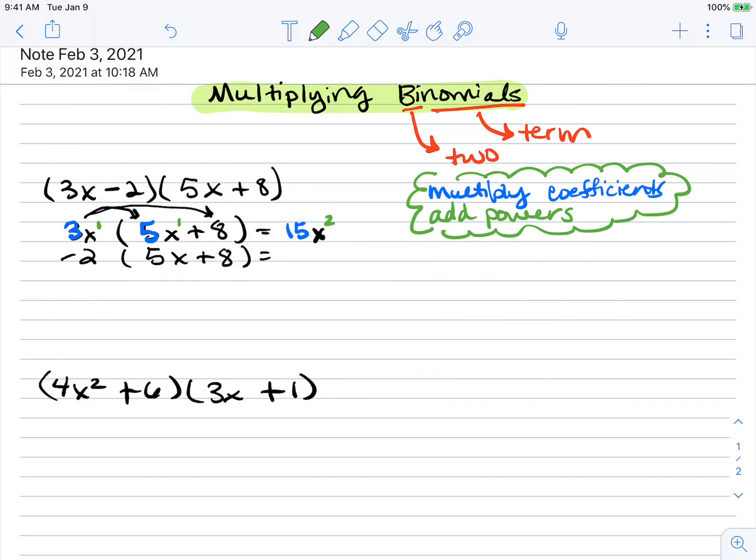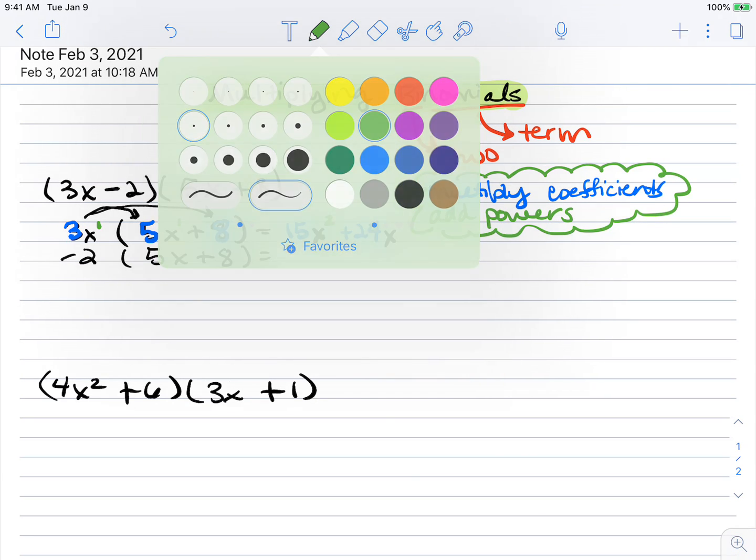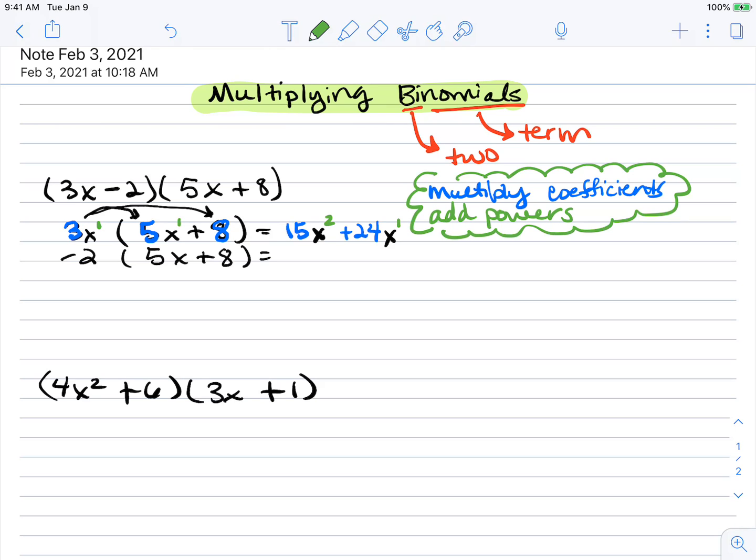Now I'm going to multiply the coefficients in the next part. When I'm distributing this part right here, I am multiplying this 3 by this 8. So I'm going to make that 8 blue because I'm multiplying the coefficients. 3 times 8 is going to be 24. And this guy has an x part to it, but this one does not. So I just write down what I have, and I have this x to the power of 1. That's the first distribution.